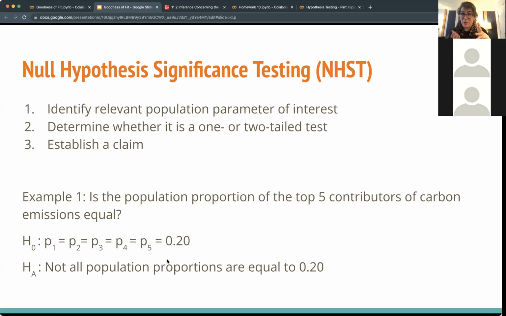And so we know that that's a 2-tailed test, because it could be something greater than or less than. But if this was trying to see are these less than 20%, then that would be a one-tailed test. So I just have these numbers here because this is the same type of approach, whatever hypothesis we're trying to test.